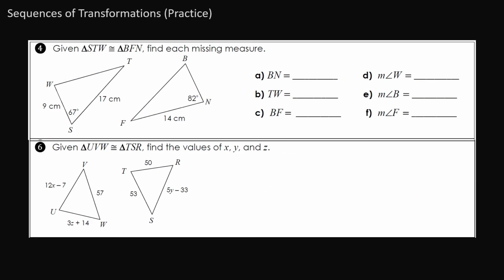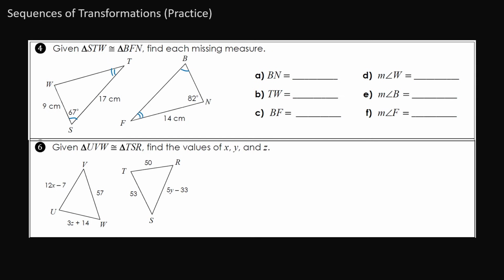Here are some other applications of this same skill. So we're going to look at numbers 4 and 6. So given in number 4, given that triangle STW is congruent to triangle BFN, we need to find each missing measure. So what this tells me is that angle S is congruent to angle B. It tells me that angle T is congruent to angle F.